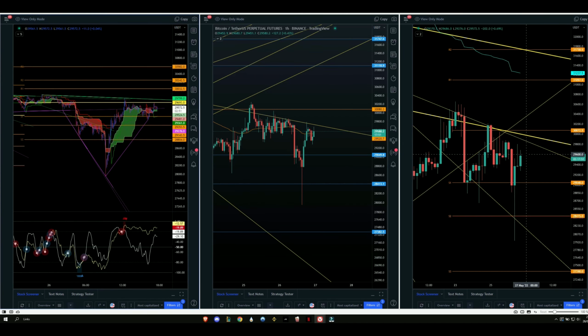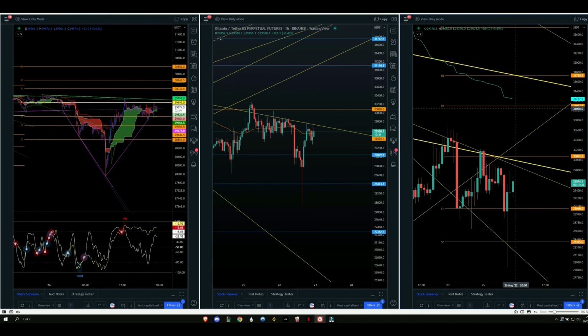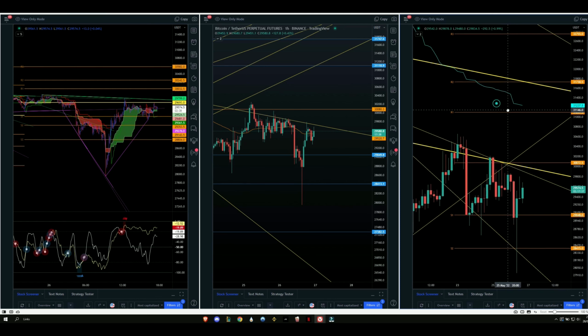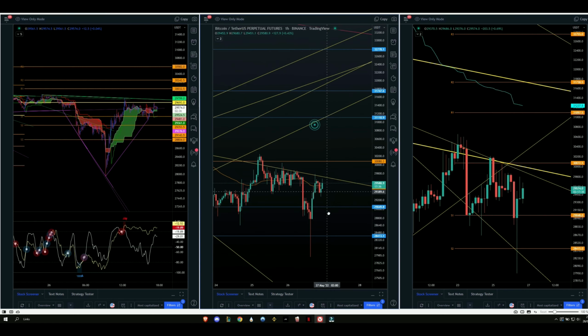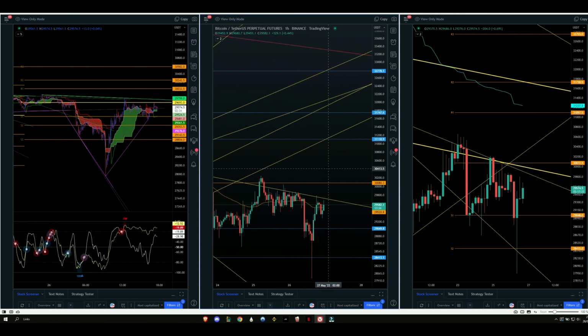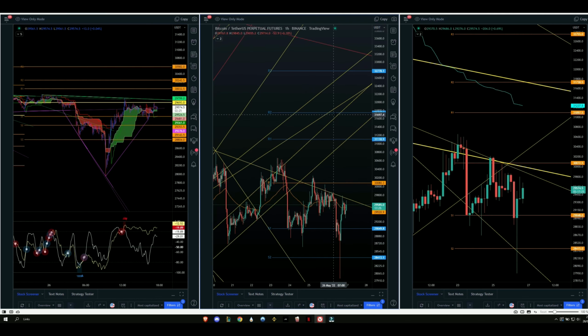Let's go on the 4 hour. We have 31k, 31.2, and a trend line on the 4 hour over here at 31.7, 31.8. So again, we have the 4 hour chart and daily chart and the weekly chart. Let's see the 1 hour. Is there a line at 31.8? Yeah, look at this. You have two trend lines at 32 and 31.75, two resistances.